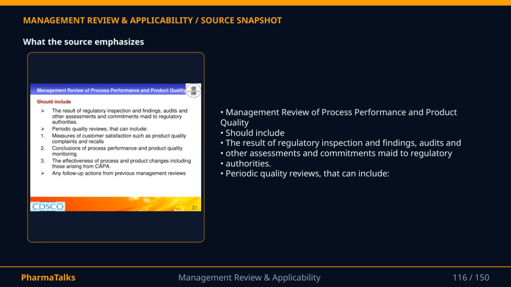Additionally, periodic quality reviews play a vital role in this process. These reviews are ongoing evaluations that help maintain and improve product quality over time. By consistently monitoring these areas, management can identify potential issues early and take corrective actions promptly, maintaining compliance and ensuring product reliability. This proactive approach is essential for sustaining high standards in pharmaceutical manufacturing and regulatory adherence.